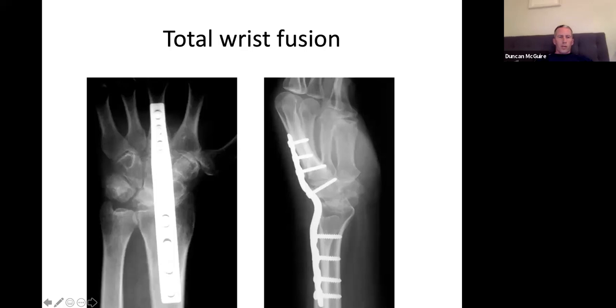Occasionally, some people prefer to do a proximal row carpectomy first and then fuse the wrist. So you've just got the capitate to fuse to the distal radius. However, you do shorten the carpus there and it does result in slightly lower grip strength. So it's better to keep the carpus out to length when you fuse it.